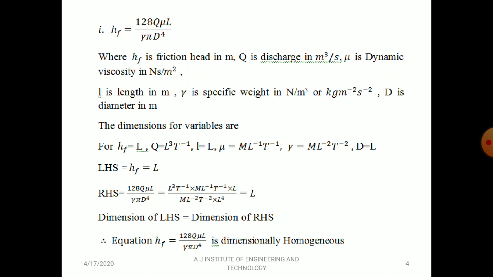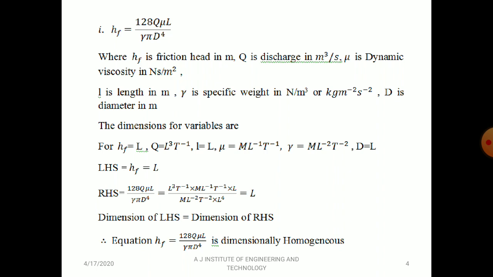Next, the RHS of the equation: 128 into Q into mu into L divided by gamma into pi into d to the power 4. Here 128 is a constant, it has no unit, so it has no dimension. Now we have to write the expression for Q into mu into L divided by gamma into pi into d to the power 4 and calculate the dimension. So that can be done like this.